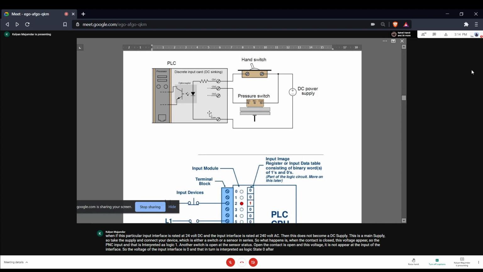After that, you have that signal conditioning, all that. Then you have this optical isolator. And then this particular state, that is 24 volt or 220 volt, is scaled down and conveyed to the processor as either a logic state 1 or logic state 0 signal.